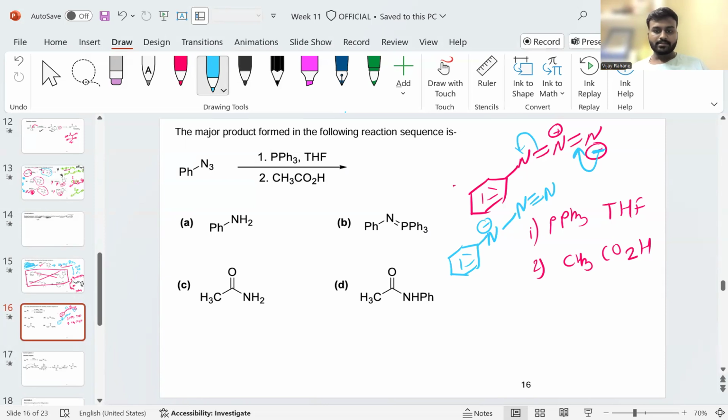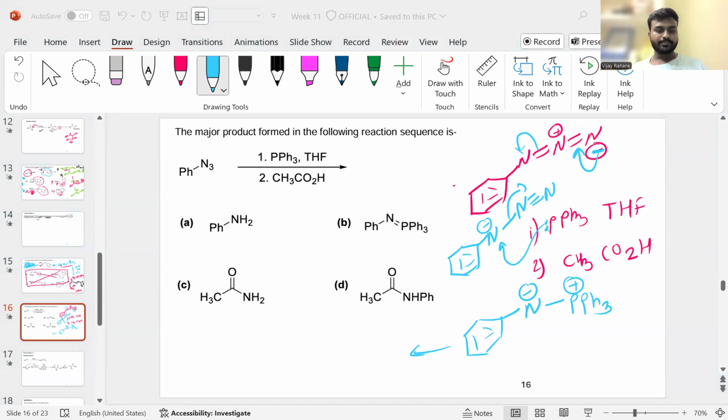in this manner. And the PPh3 has the lone pair of electrons when it attacks at this position. So this leaving group will be eliminated, and which will form now here. I'll just draw this one, N negative and this PPh3 positive. So this is the intermediate formed in the first step. And when it reacts with the acetic acid, what will happen?